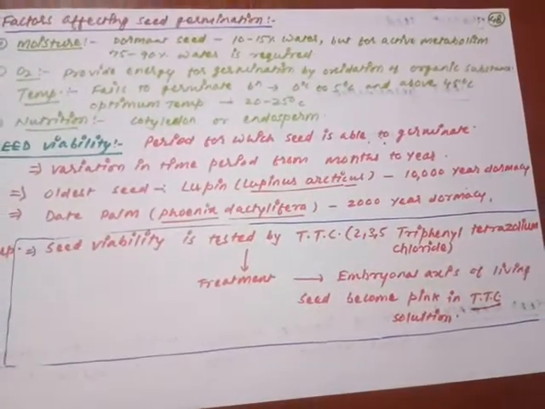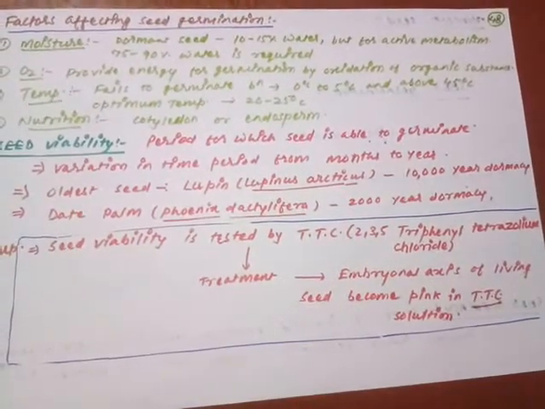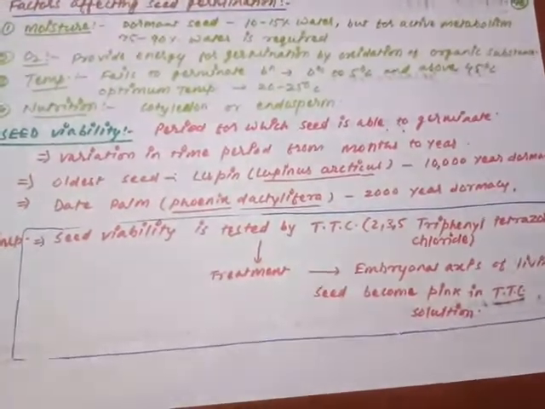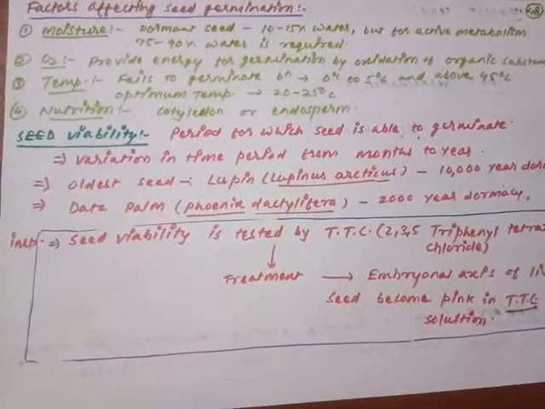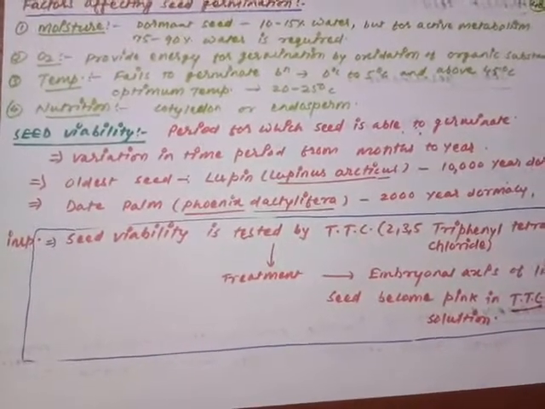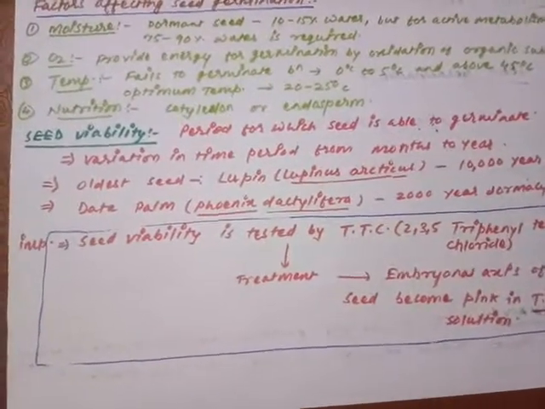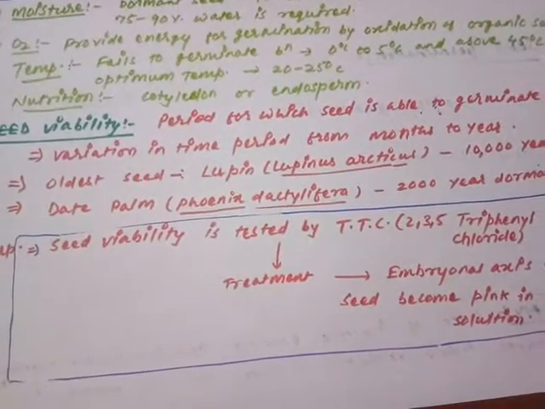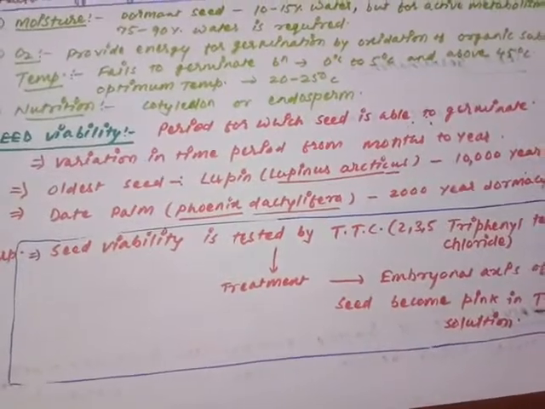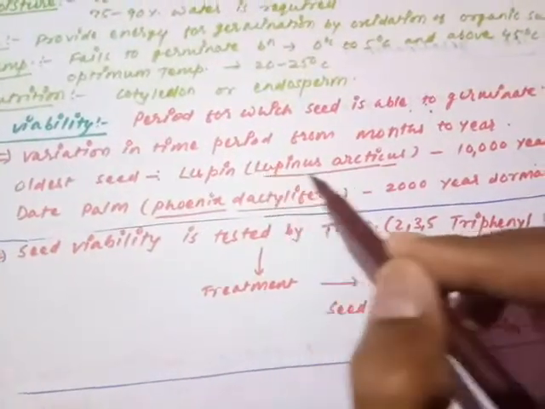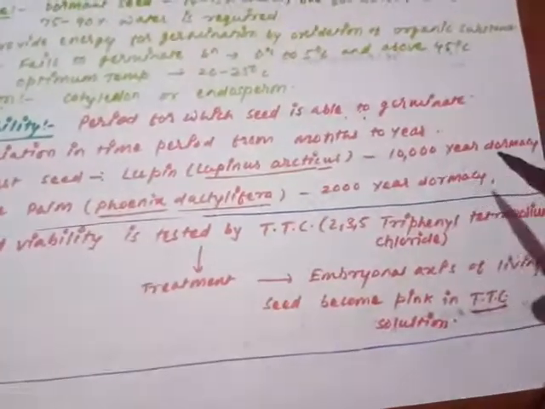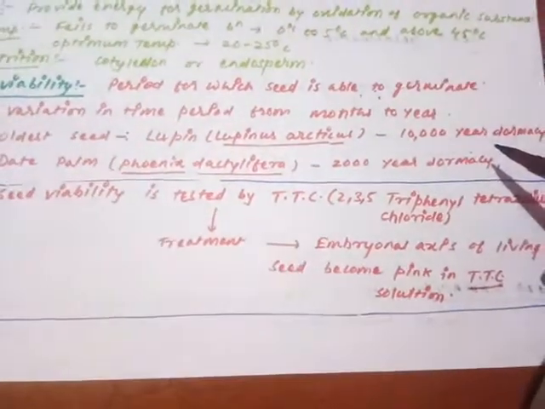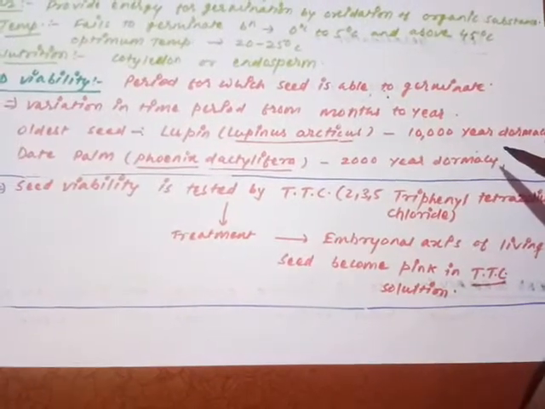We cannot say the seed viability or the period of seed germination for every seed is common or constant, but it is reported from a few days, few weeks, few months to many years also. The oldest record of seed viability is from the lupin, Lupinus arcticus. The seed had 10,000 years of dormancy. Are you getting my point? After 10,000 years of dormancy, it is able to germinate.